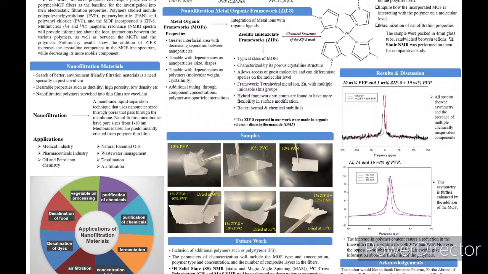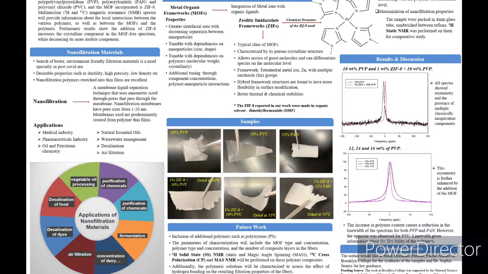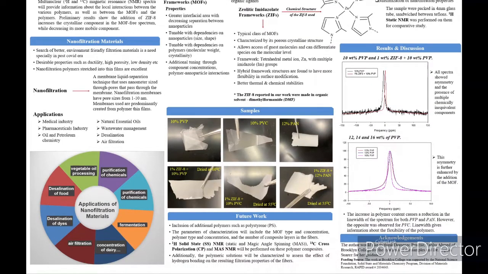After we apply this, we get a spectrum. The spectra showed asymmetry and the presence of multiple chemically inequivalent components, because we have different chemical interactions happening on a molecular level between the 10% PVC itself and also the composite fiber, ZIF-8 and 10% PVP. Another major difference we can see is that the asymmetry is further enhanced by the addition of the MOF.